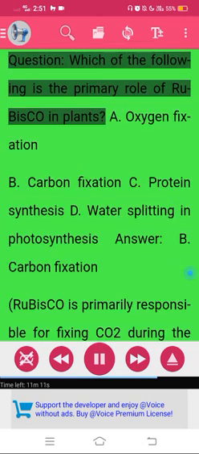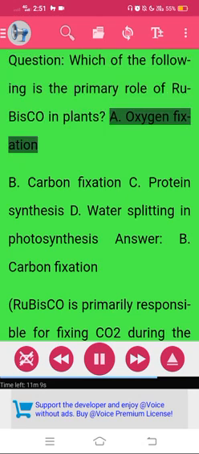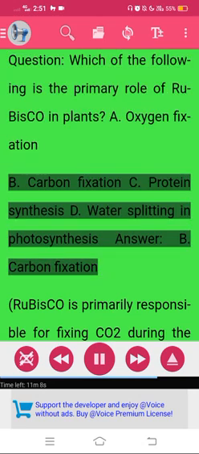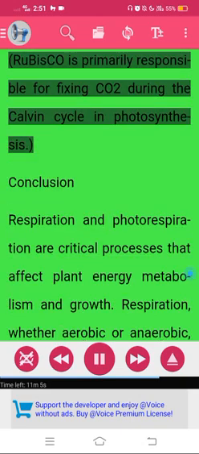CSIR NET December 2017. Question: Which of the following is the primary role of Rubisco in plants? A. Oxygen fixation. B. Carbon fixation. C. Protein synthesis. D. Water splitting in photosynthesis. Answer: B. Carbon fixation. Rubisco is primarily responsible for fixing CO2 during the Calvin cycle in photosynthesis.